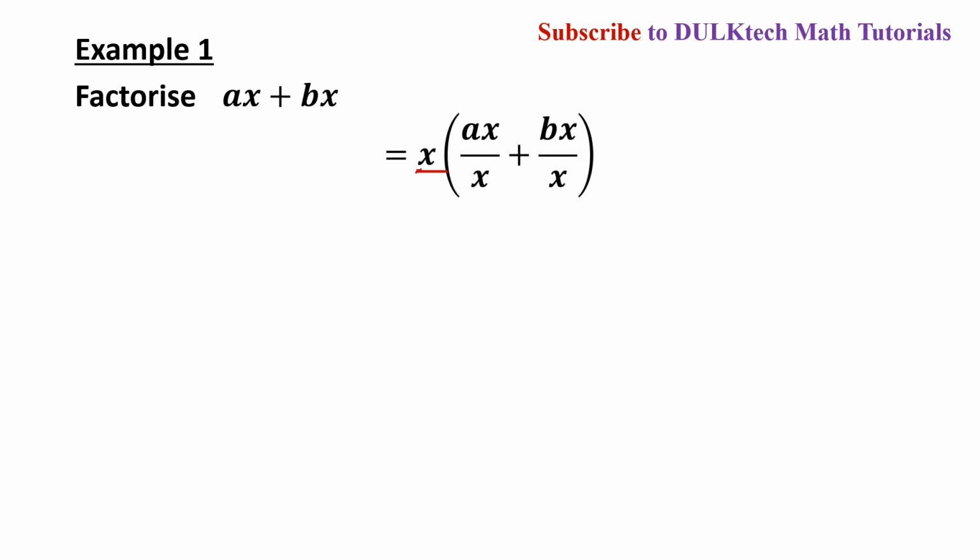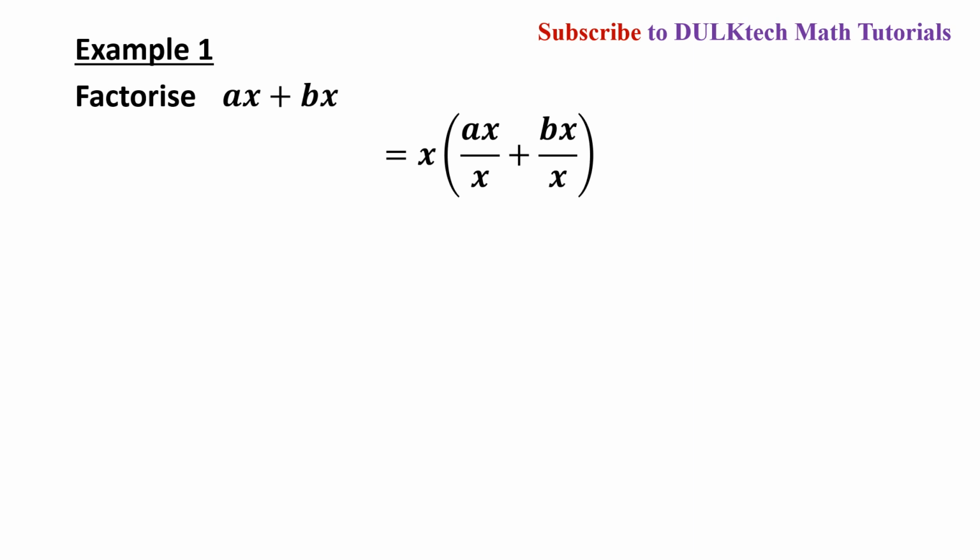Then you write the expression as it is, ax plus bx. After that you divide every term by the highest common factor that we have taken out. In this case it is x, so we are dividing ax by x. We are also dividing bx by x like this. Then we can now simplify. We can now cancel the like terms.